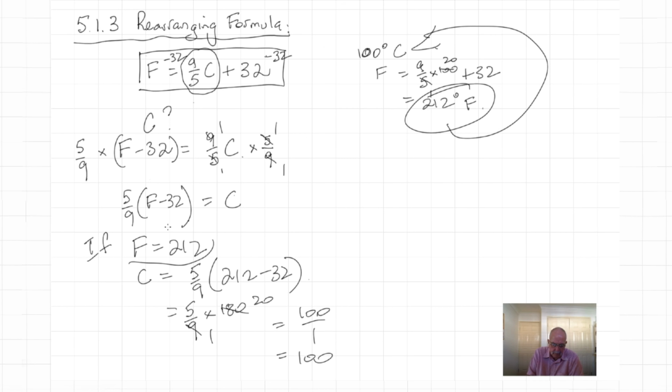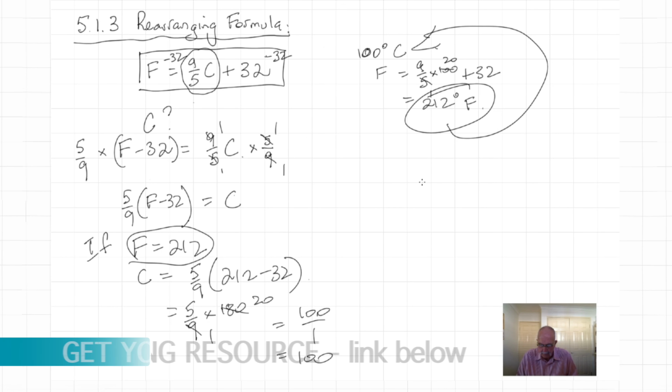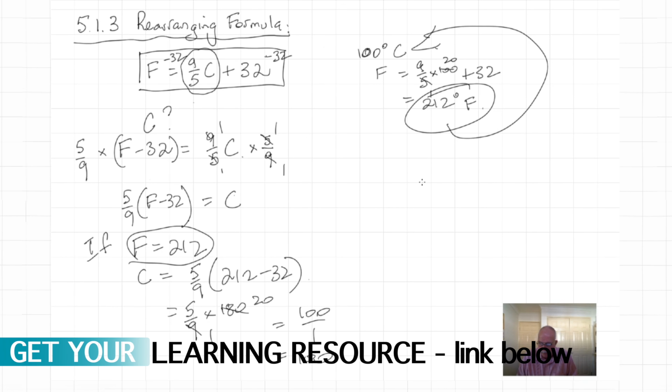So, given Fahrenheit, we've now been able to work back. It doesn't just work for those two, it works for all degrees. It's just the example I've shown there. So you need to be really good at rearranging formulas. It's a little bit like solving equations. Whatever you do to one side, you do to the other. Isolate the term that you're trying to find, and it should all work out from there.